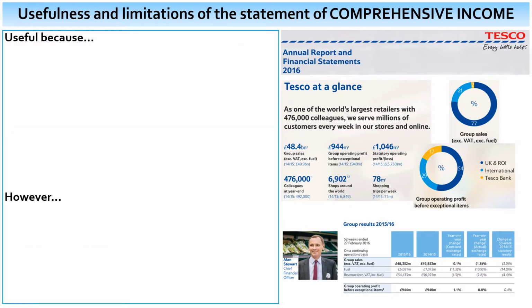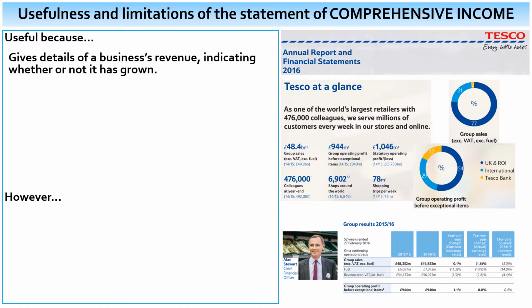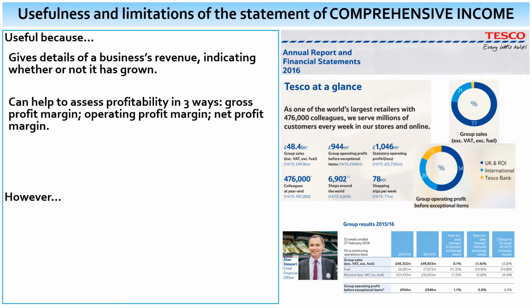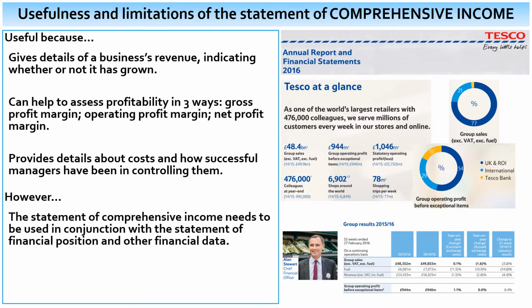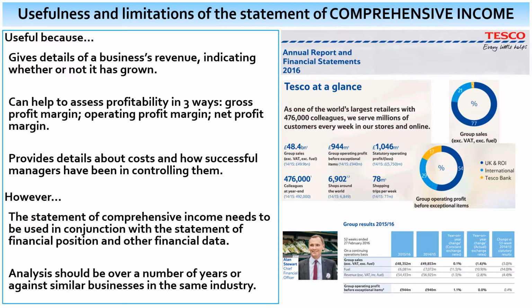So why are statements of comprehensive income useful, and what are the limitations? Well, they're useful because they give us details of a business's revenue, indicating whether or not it's grown. It can help us to assess profitability by looking at gross profit, operating profit, and net profit, and the associated margins. It provides us details about the costs and how successful managers have been in controlling those different layers of cost. However, we need to use this alongside the Statement of Financial Position and other financial data to get a full picture of the finances of the business.